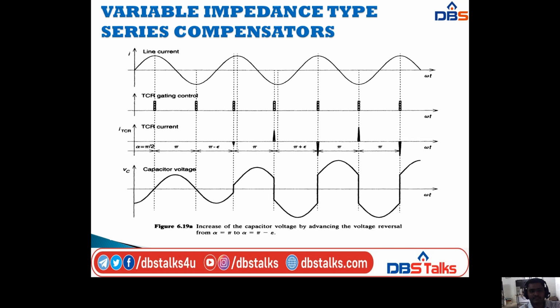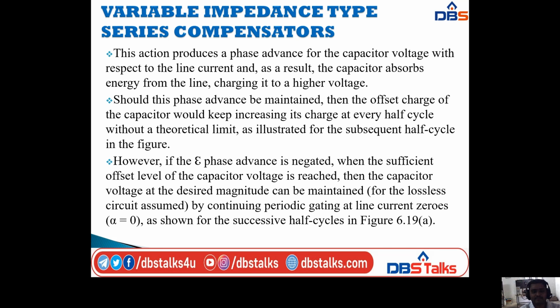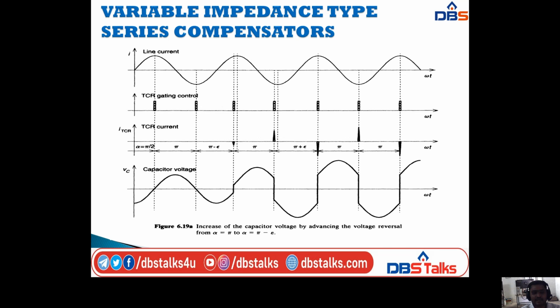Okay, there is a TCR getting control. However, if the epsilon phase advance is negated, so when a sufficient offset level of the capacitor voltage is reached, then the capacitor voltage at the desired magnitude can be maintained by continuing periodic gating at the line current zeros, that is alpha is equal to 0, as shown in the successive half cycles in this 6.19 diagram. Okay, that is a pi, like that we are taking the gating controls.